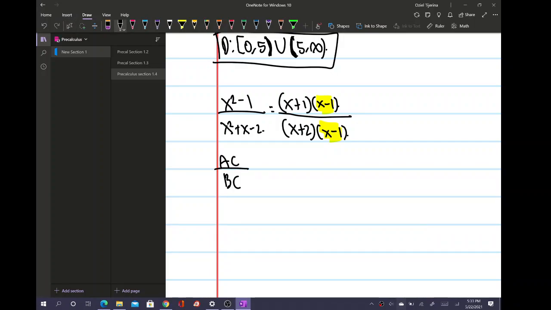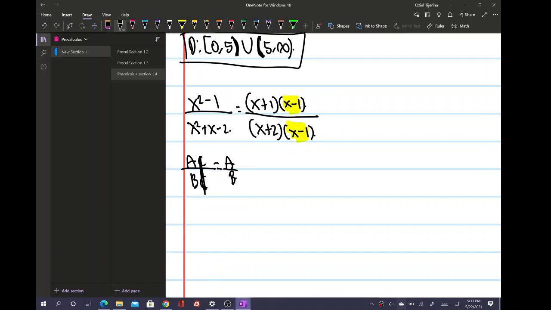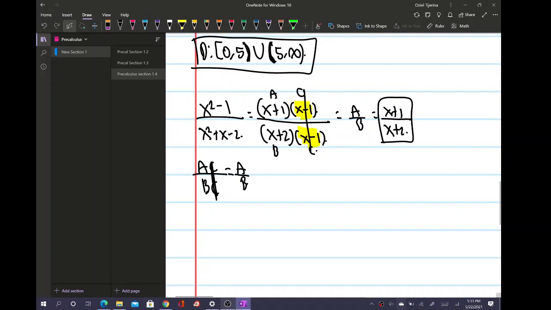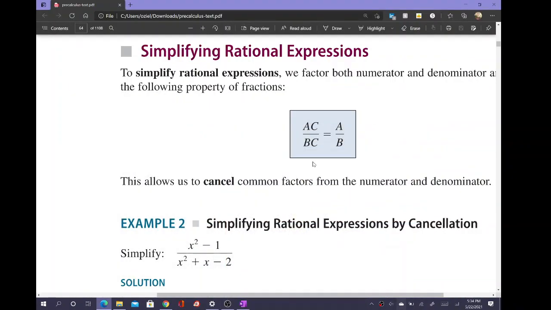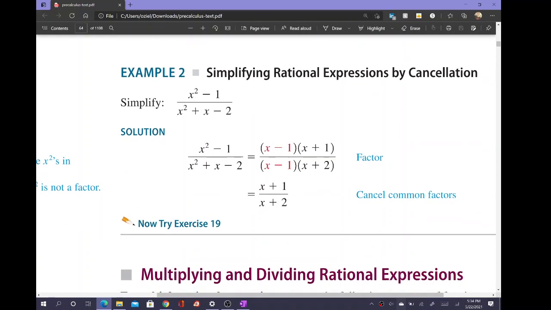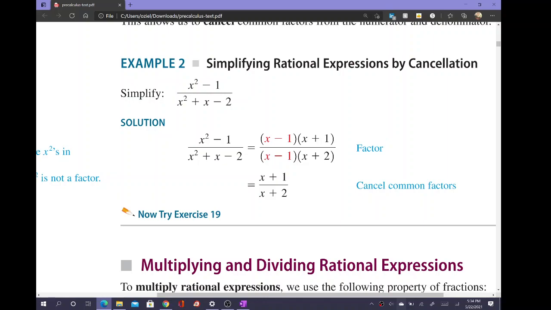Okay, AC over BC. This cancels out. This equals A over B. The reason they say that is because in reality this is A, this is B, and then this is A, and this is C, and this is B, and this is C. These two cancel out, so in reality we're left with A over B, and A equals x plus 1, and B is x plus 2, right? That's why they were giving us this expression here. So like they did, they factored the top and the bottom, and they put x plus 1 over x plus 2.